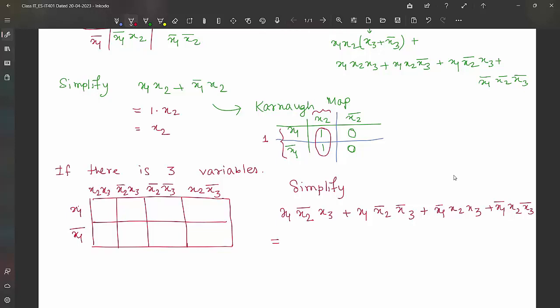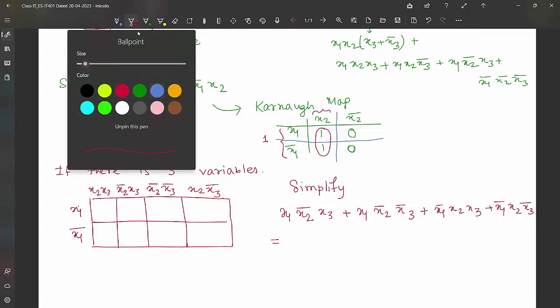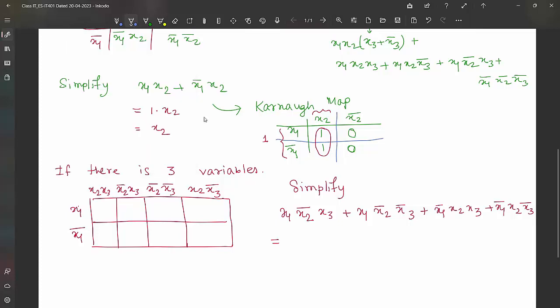So how to do it? Just place 1 where this expression occurs and place 0 where not. So now fill the table. You can see x1 x2 x3 first. Is there x1 x2 x3? No. Then take x1 x2 bar x3. Where it is x1 x2 bar x3, put it by 1. Is it clear how to put it? x1 x2 bar x3. Yes, sir.